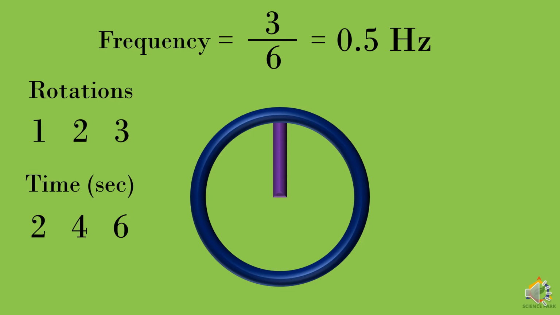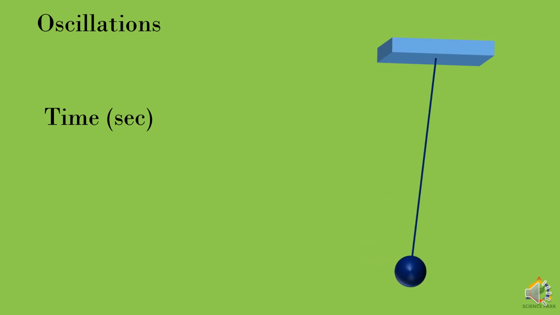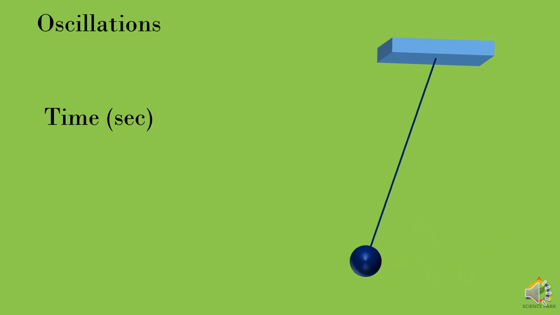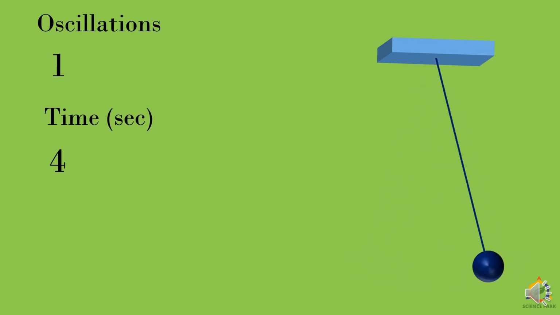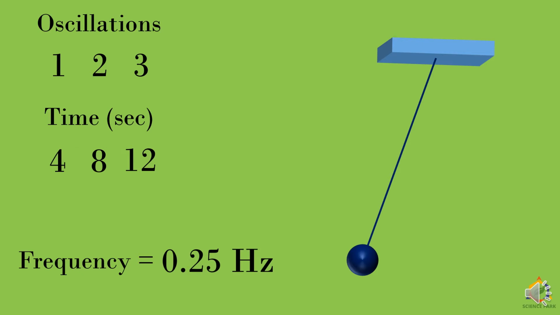Now let us understand time period and frequency in the case of a pendulum. Here I have a pendulum and I'll measure the oscillations and its time period. So let us begin. It has completed 1 oscillation, it took 4 seconds. For 2 oscillations it took 8 seconds. And finally for 3 oscillations it took 12 seconds. So the time period is 4 seconds and the frequency is 3 divided by 12, which is 0.25 hertz. So this is the frequency of the given pendulum.